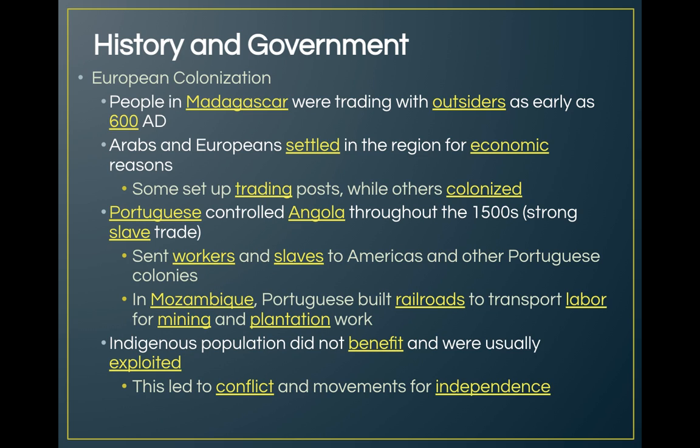The Portuguese controlled Angola throughout the 1500s because they were strong in the slave trade. They sent workers and slaves to the Americas and other Portuguese colonies throughout the world. And in Mozambique, the Portuguese built the railroads to transport labor for mining and plantation work. But the indigenous population didn't really benefit from a lot of these improvements, and they were usually exploited for their labor. This led to conflict and eventually movements for independence.